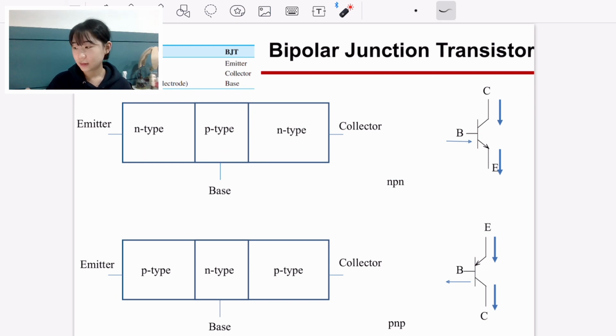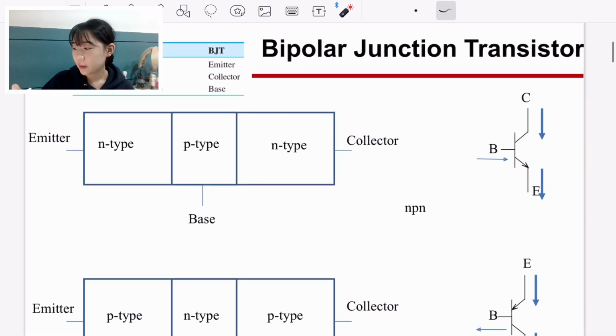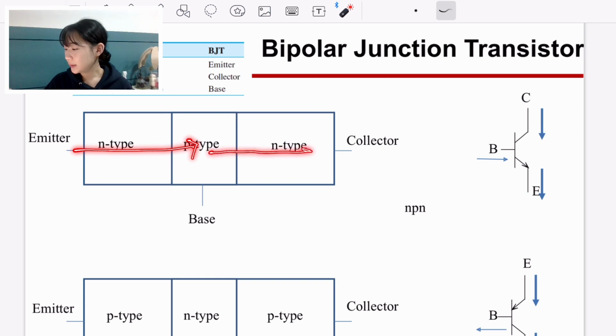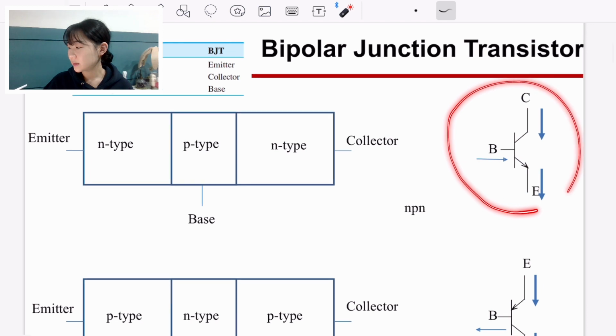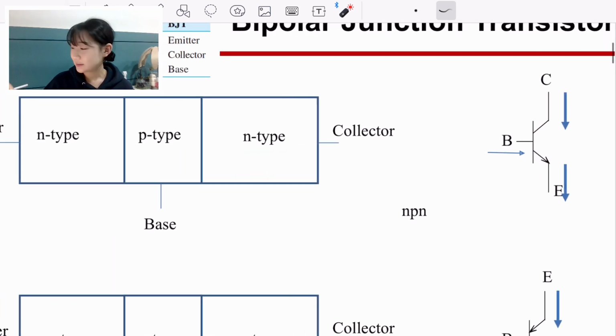BJT consists of emitter, collector, and base. Emitter emits the carrier, and it goes to the base and then to the collector. So this is NPN BJT. The direction of this arrow is the direction of current.